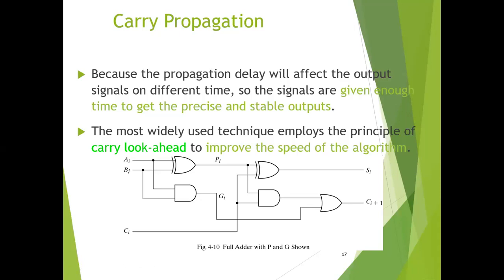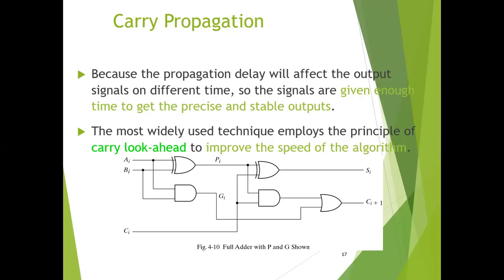For the input and output variables we use the subscript i. The signals at Pi and Gi settle to their steady state values after they propagate through their respective gates. These signals will settle down after passing through the respective gates. And these two signals are common to all full adders and depend only on the input augend and addend bits.